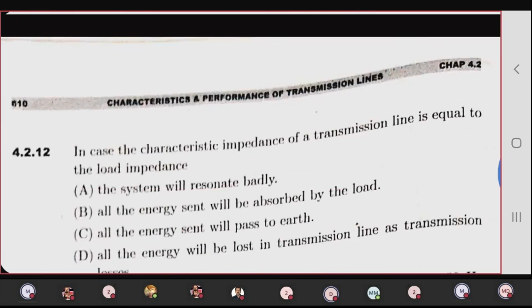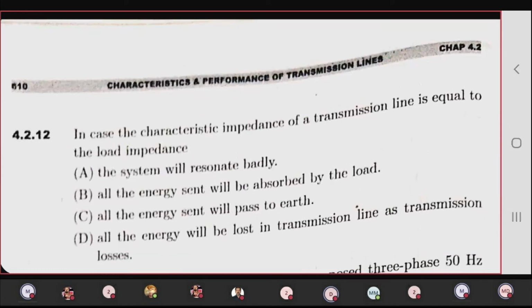Question number 12. In the case where the characteristic impedance of a transmission line is equal to the load impedance, you have four options. The system will resonate badly. All the energy sent will be absorbed by the load. Option C, all the energy sent will pass to earth and all the energy will be lost in the transmission line as transmission losses. So which statement is applicable when the characteristic impedance of the transmission line is equal to the load impedance?